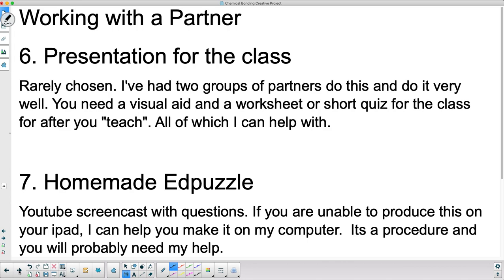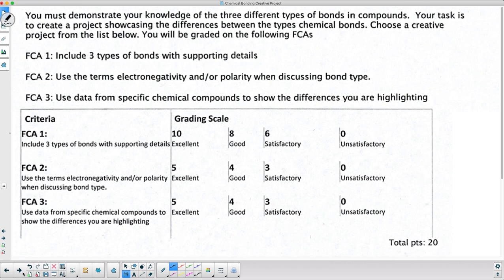I can show you how to do that. I'm not sure if you can make an Edpuzzle video on the Edpuzzle app on the iPad, but I can help you do that because you can do it on my computer. So I'm going to move on here. I'm going to show you.